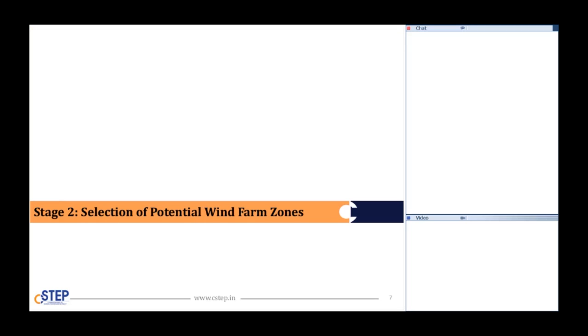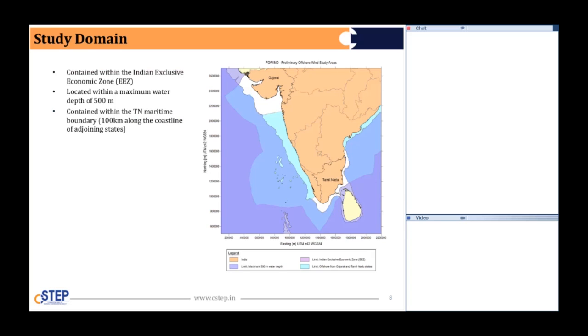Stage 2, that is selecting potential wind farm zones. Since we were working for the state of Tamil Nadu, and we had to locate the appropriate regions for potential development, we decided to first define our territory. There were 3 factors that governed our decision to fix on a territorial boundary. One of them was the exclusive economic zone of our country. The second was the maximum water depth that we could go and explore.